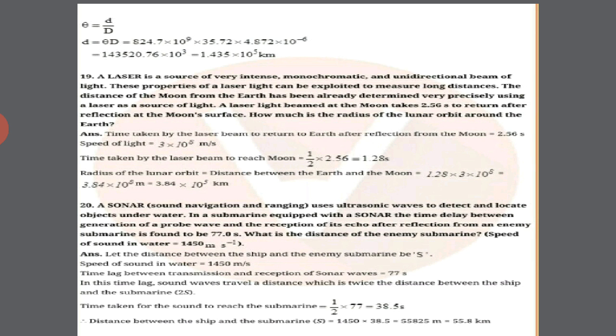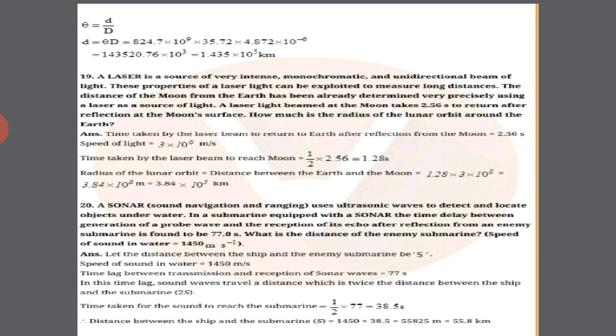Next question. A laser is a source of very intense monochromatic and unidirectional beam of light. The properties of a laser light can be exploited to measure long distances. The distance of the moon from the earth has been already determined very precisely using a laser as a source of light.